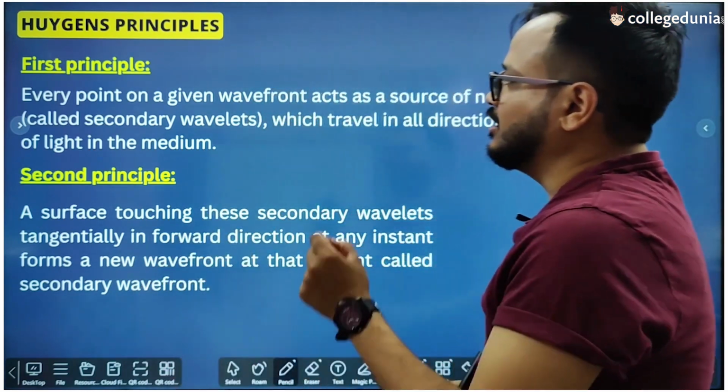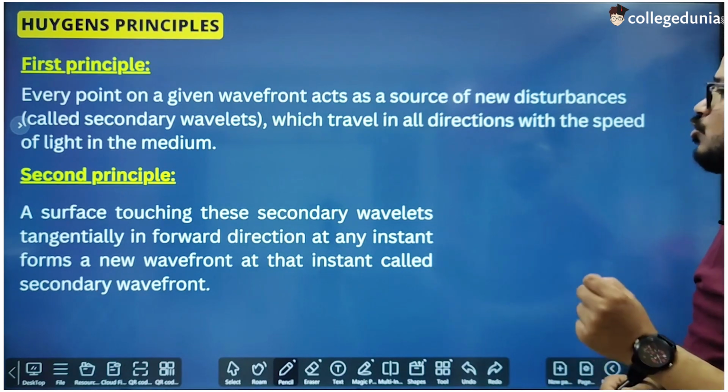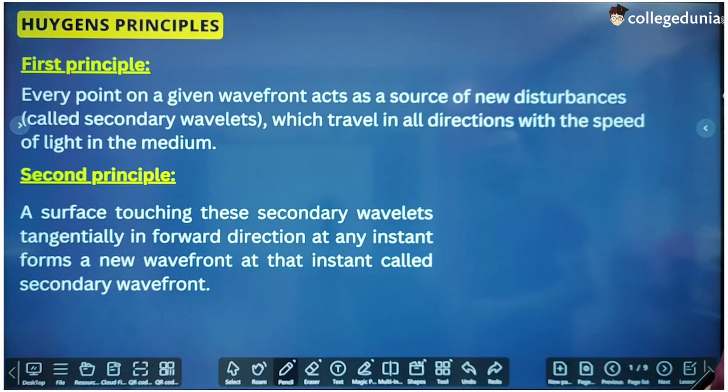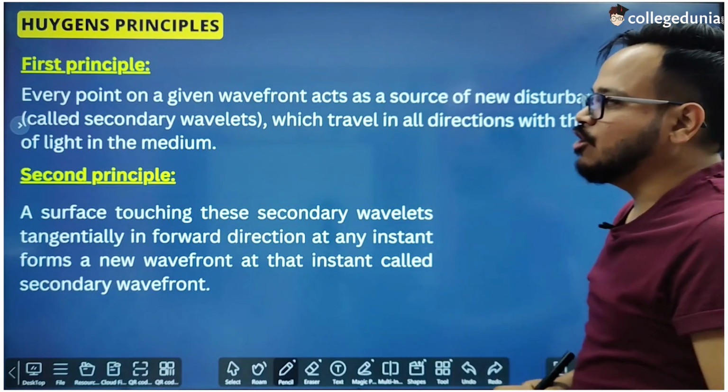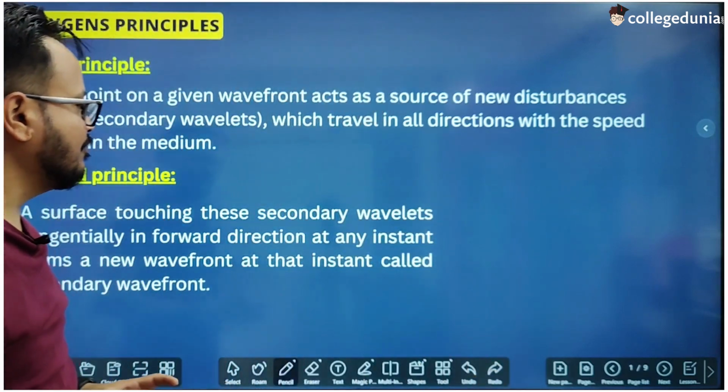First law says that every point on a given wavefront acts as a source of new disturbances which are called secondary wavelets, which travel in all directions with the speed of light in the medium. Okay, what does this law say?